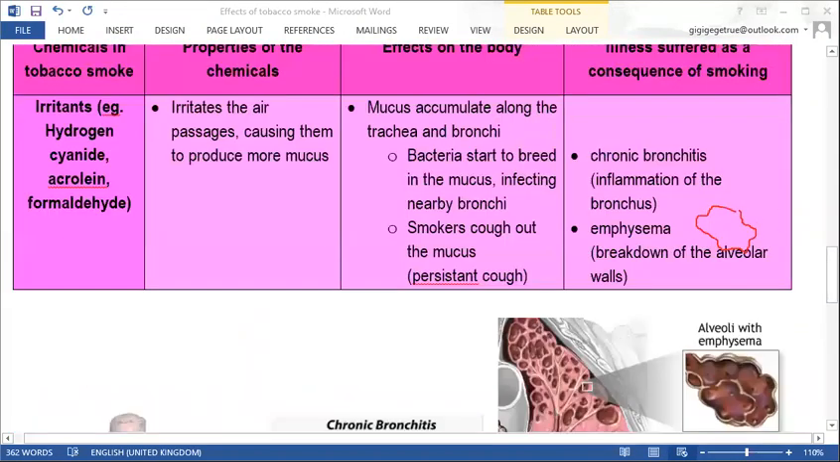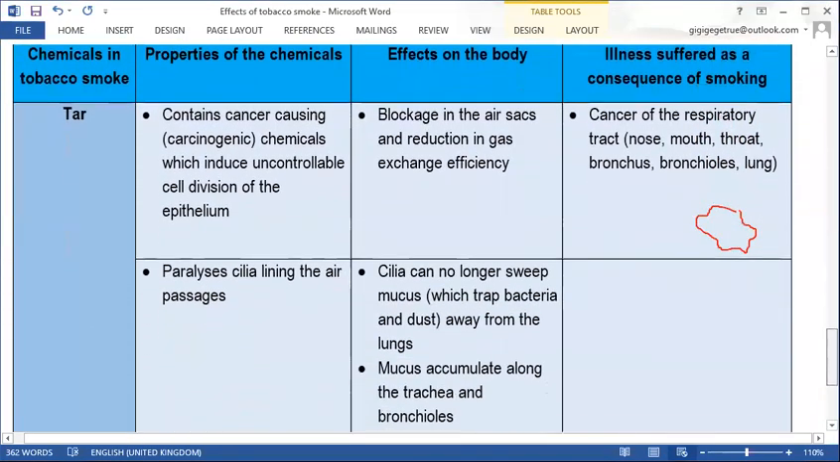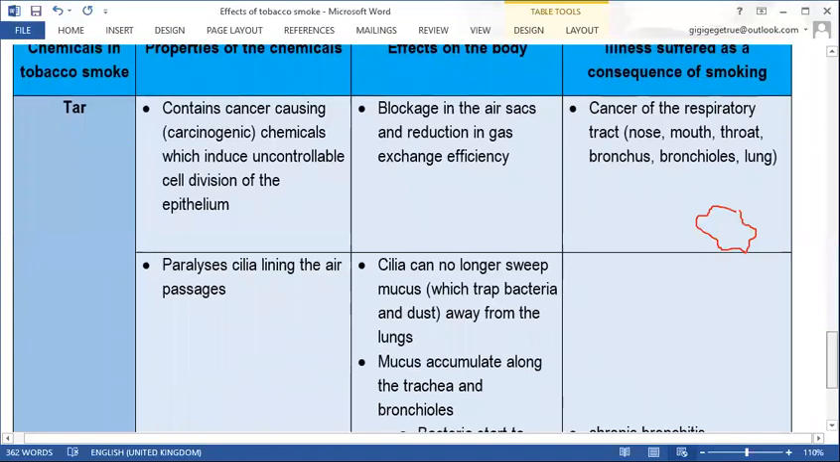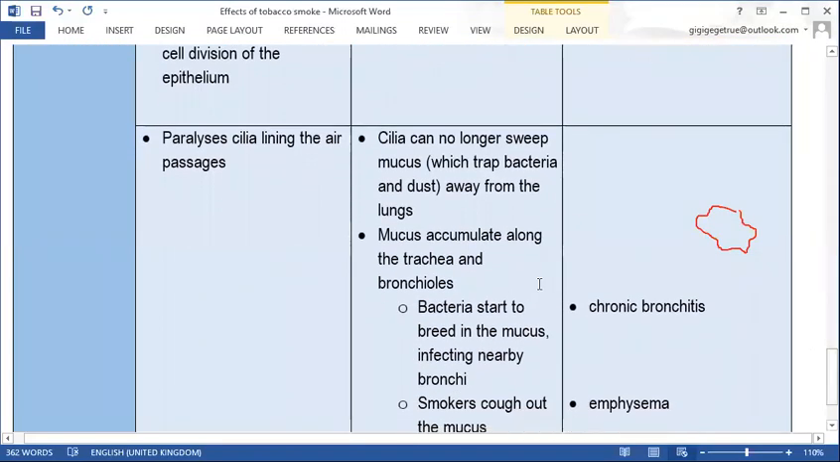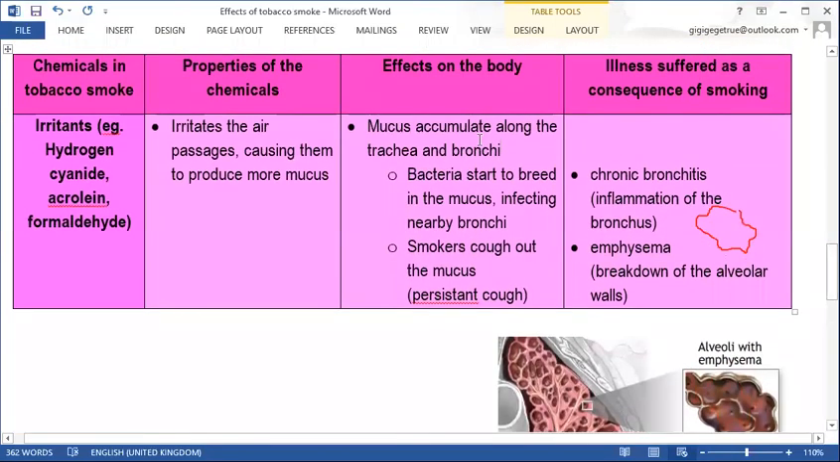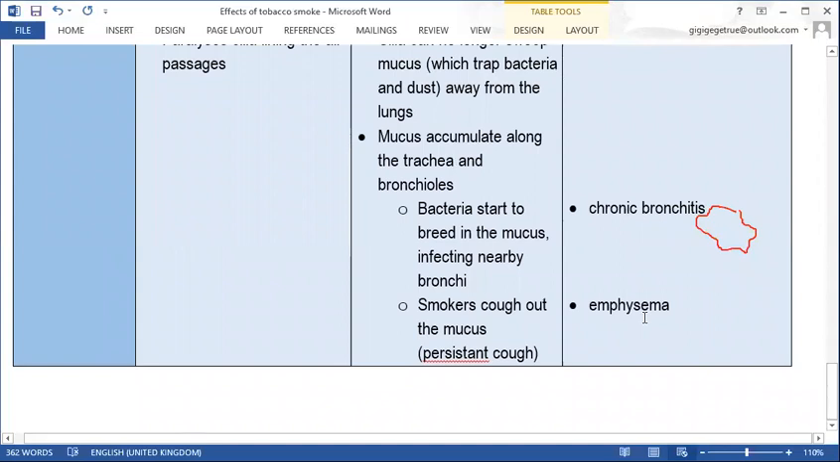Okay, lastly, let's take a look at tar. Tar will cause cancer. It contains carcinogens, chemicals that cause cancer. So it can cause cancer not just in the lungs, but also the nose, mouth, throat, bronchus, bronchioles, and even pancreas. Okay, tar will paralyze the cilia lining in the air passage. If the cilia are paralyzed, cilia can no longer sweep the mucus away. So it will have the same effect as this. Okay. And you end up with chronic bronchitis and emphysema.